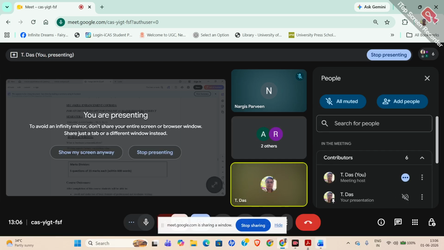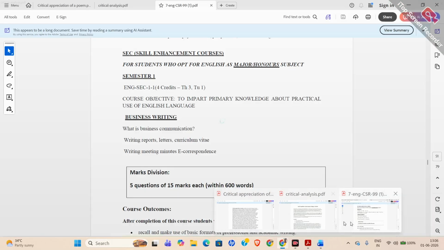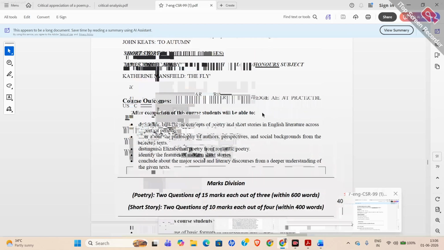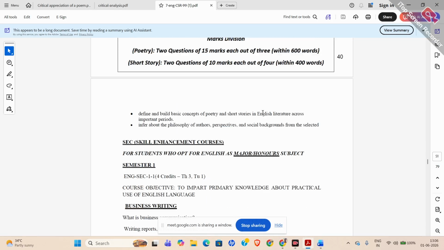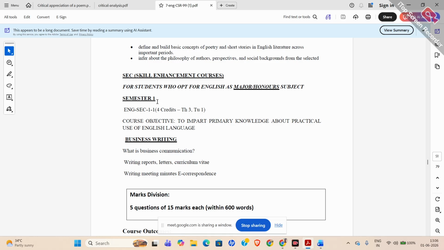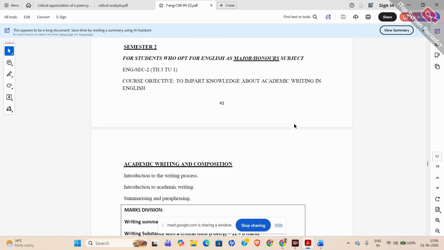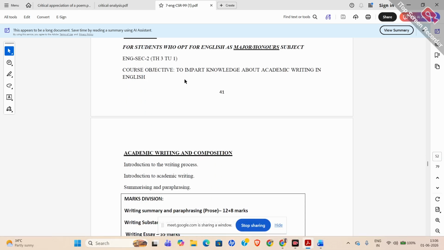Yes. So here is our syllabus. I think you can look at the syllabus. This is the SEC2 syllabus, Skill Enhancement Course, which you have. This was semester 1, what you studied in semester 1. Now in semester 2, the course objective is to impart knowledge about academic writing in English.